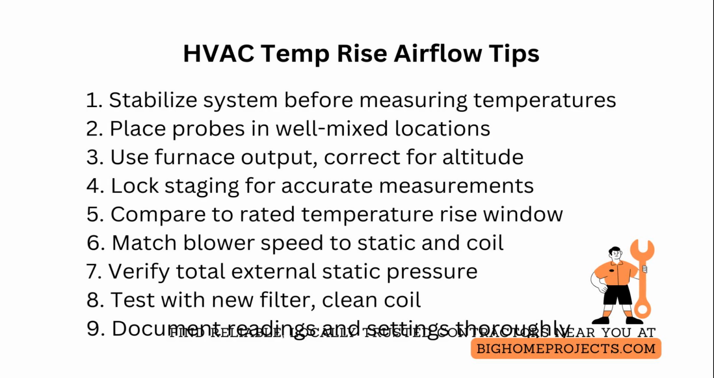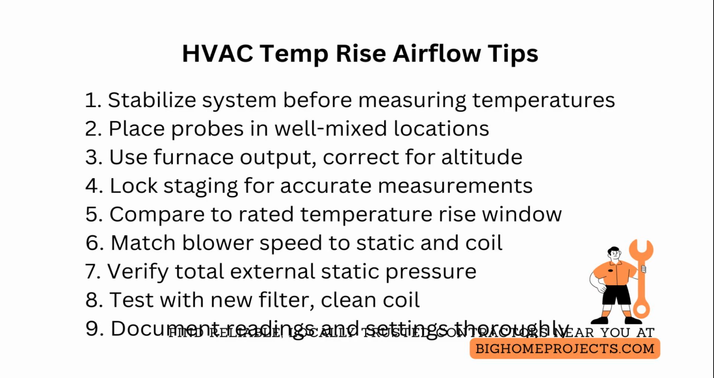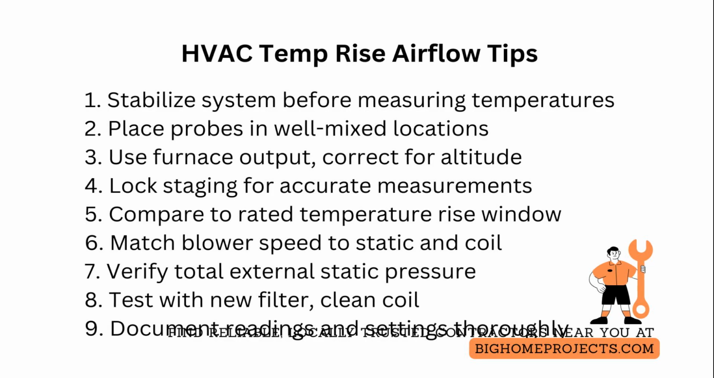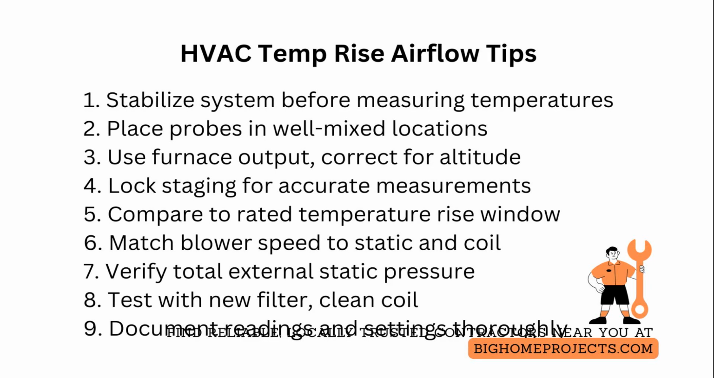Read nameplate furnace output British thermal units, not input, and apply local altitude correction if you are above 2,000 feet because air density changes affect both temperature rise and combustion output. If a modulating or two-stage furnace is present, lock it into high fire when measuring maximum airflow and into low fire if you are profiling low-capacity operation. Otherwise, the calculation will be wrong.